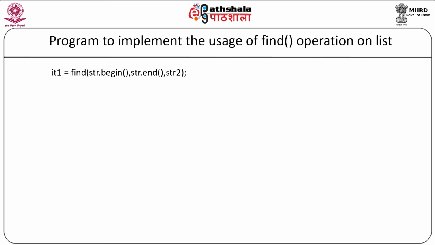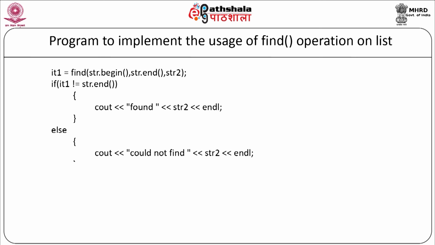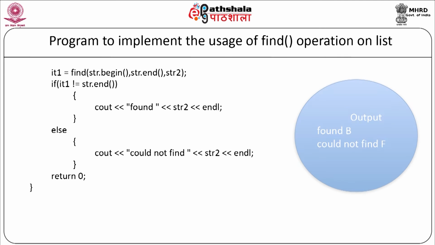it1 = find(str.begin(), str.end(), str2). Now, it is going to find the character F in the list. If it1 is not equal to str.end(), cout found str2, else cout could not find str2; return 0, and the main program will end. Now, when the above code is compiled and executed, we will get the result as found B, because B was there in the list of A, B and C, and F is not present. So, the second message that will be displayed on the screen is could not find F.